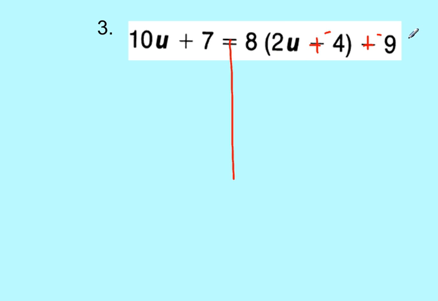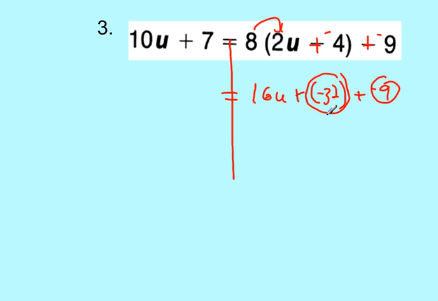Okay, we got to distribute and combine like terms, and then we can start moving terms around. So let's go ahead and just simplify this right-hand side. We're going to take 8 times 2u, that's going to give us 16u, plus, well, 8 times negative 4, that's going to be negative 32, plus negative 9. Now, we want to continue simplifying it, so we can combine this term here and this term here. So that simplifies to 16u plus negative 32 plus negative 9 will be negative 41.